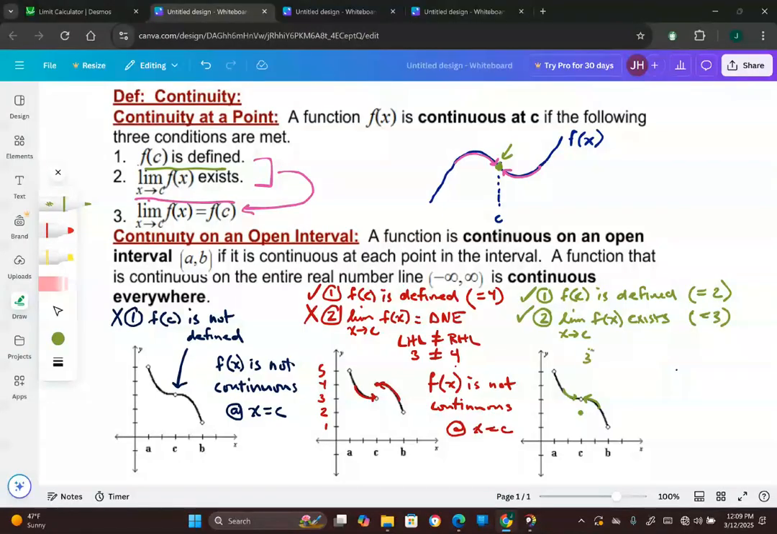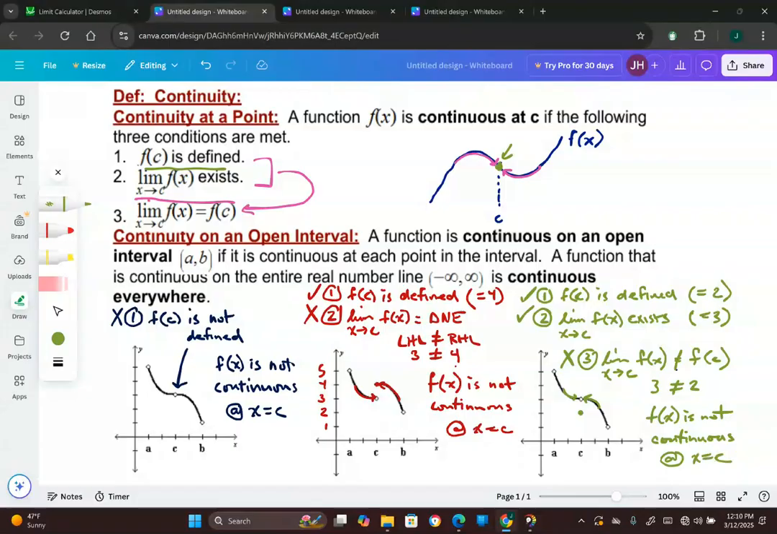Now the third condition, the limit as x approaches c of f of x has to equal f of c. But the limit is 3, and f of c is 2. It looks to me here like they're not equal. So it fails part 3. So again, we can say that f of x is not continuous at x equals c.